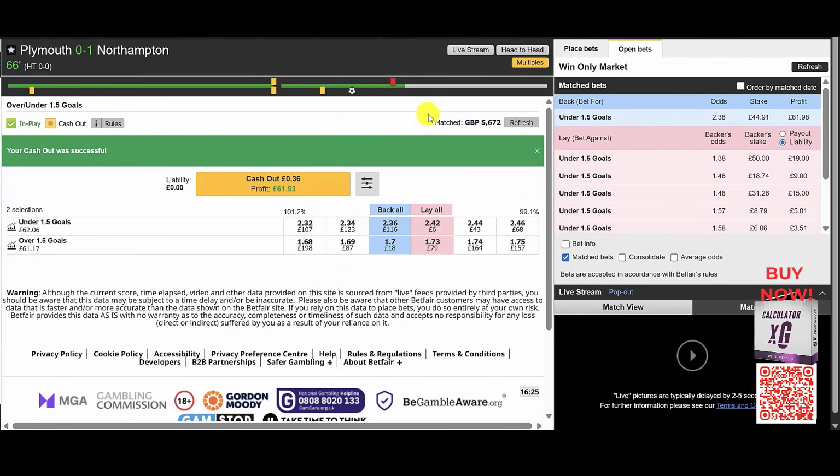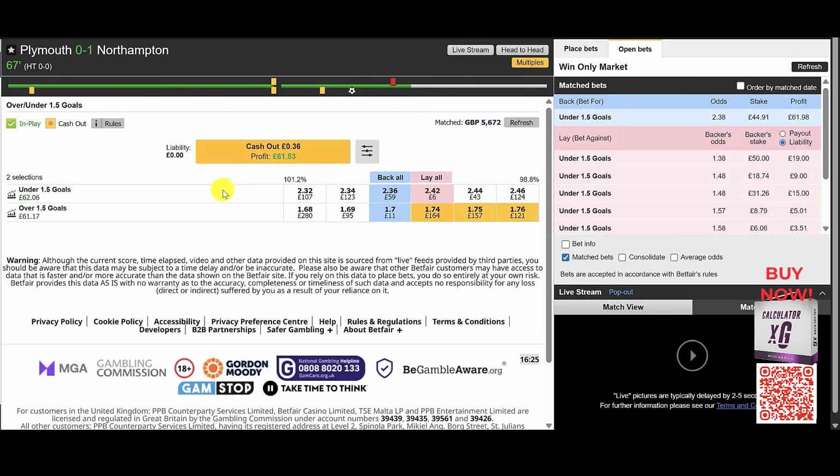Plymouth, they obviously had a very good first half, didn't they? Second half, a bit of a nightmare. Goal against the run of play, now a red card. So anyway, we will take £61 of profit on the goal market. We're not going to do any further trading in this one. It's going to be too hard to read this.